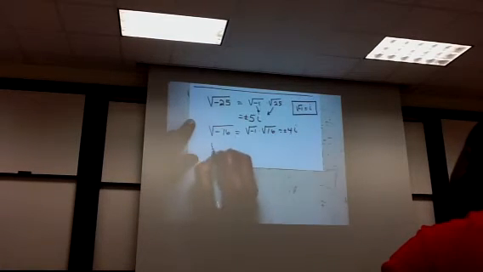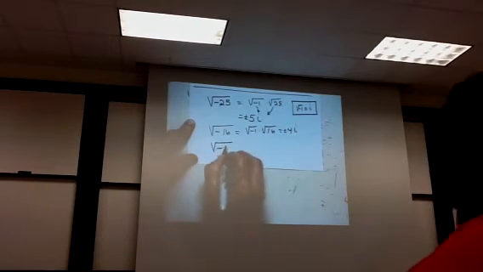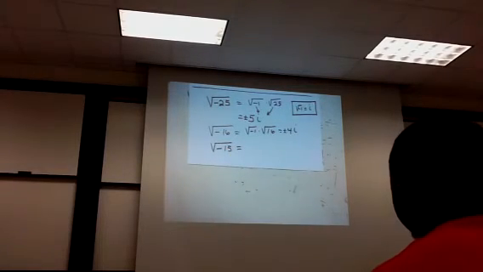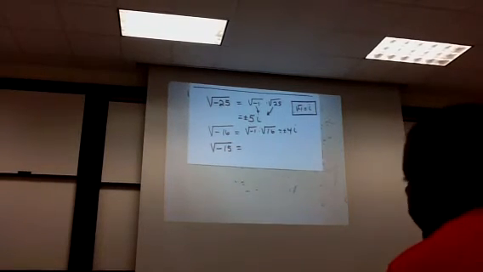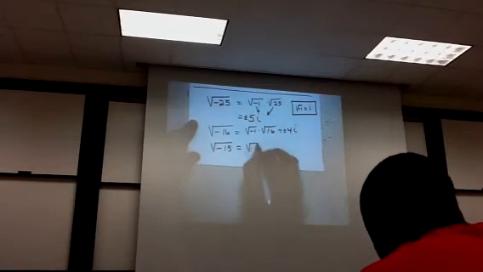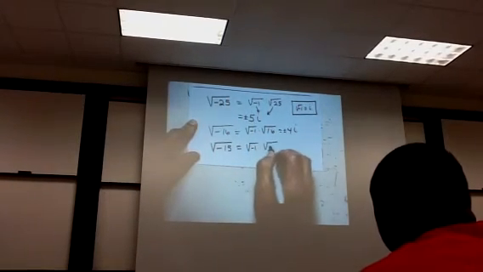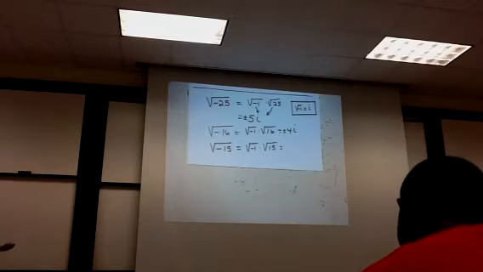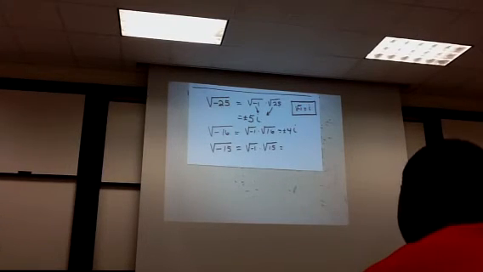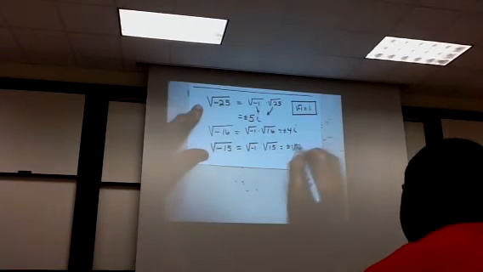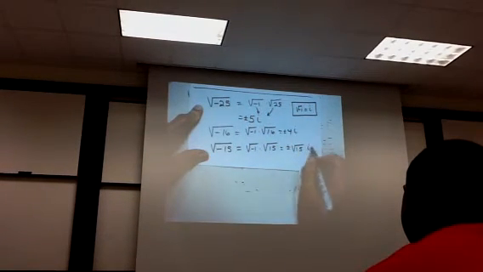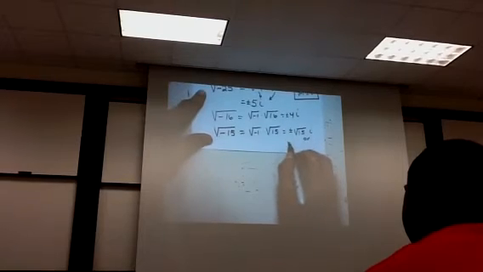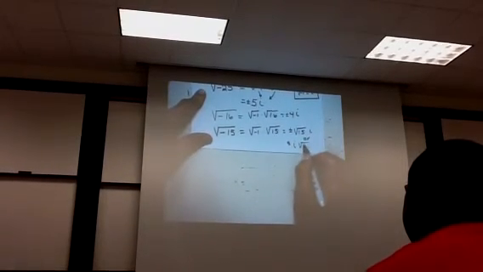Well, what if it doesn't come out even? What if I got square root of negative 15? Well, it's still the same thing. Square root of negative 1 times square root of 15. But does square root of 15 simplify? It doesn't, so it simply stays square root of 15 i, or i square root of 15.